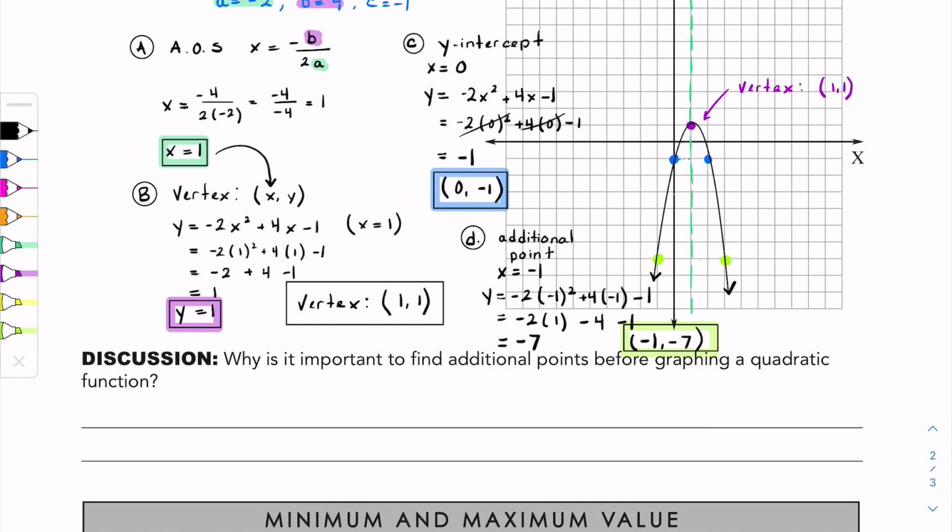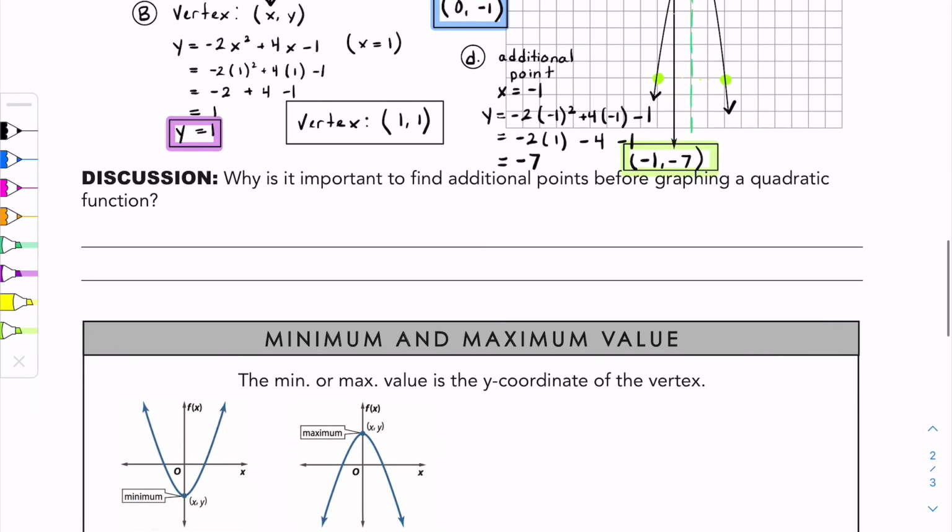In previous years that we've been in school, we've talked about this together. It says, why is it important to find additional points before graphing a quadratic function? What we usually come up with is that additional points make the sketch more accurate. Without the additional points, the shape would be unclear. If we didn't have these extra points on our graph, we might be slightly guessing where the bottom of that curve is going to be. By having those extra points, we are clearly seeing where we need to graph. So the importance of the additional points is just for accuracy.